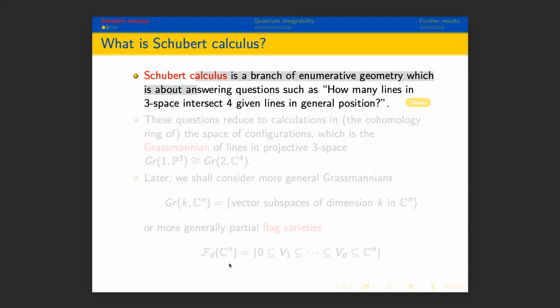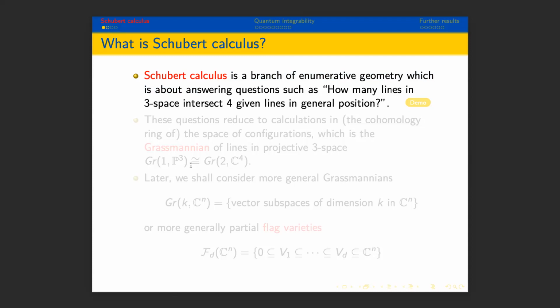Okay. All right. So Schubert calculus is a branch of enumerative geometry, which is about very simple questions like the following. Usually at this stage, I'll show you a nice demo, but we won't have that today because this is going to be a low-tech talk for a change. You take 4 lines in 3-dimensional space, 4 straight lines.